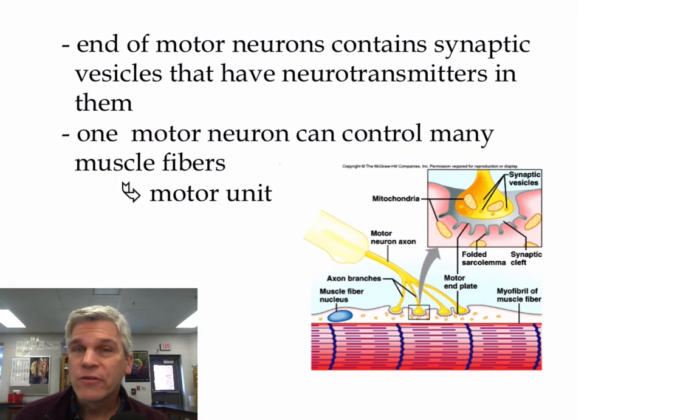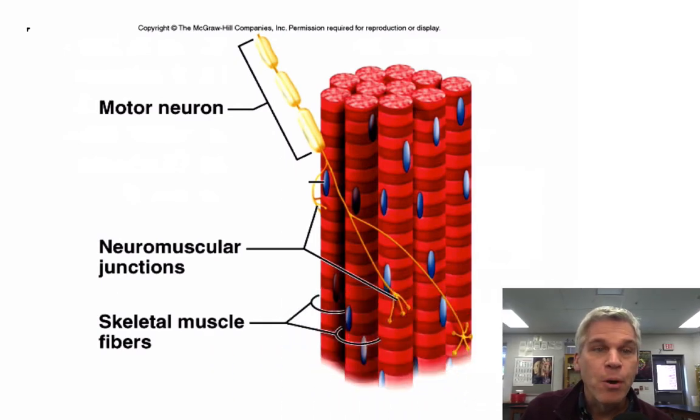We know that one nerve cell just doesn't go to one muscle cell. In fact, one nerve cell can actually control many muscle cells or muscle fibers. This is what is known as a motor unit. And this is showing an example of a motor unit where we have our one motor neuron or our nerve cell. And notice how it has multiple branches so that it can attach to multiple skeletal muscle fibers or muscle cells.